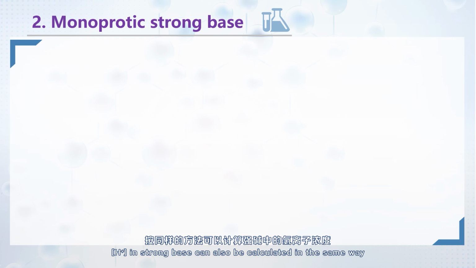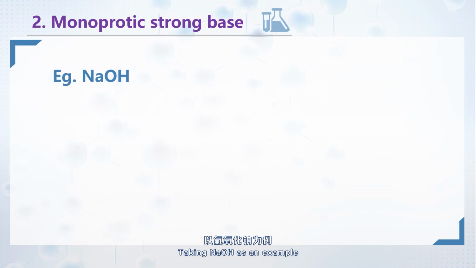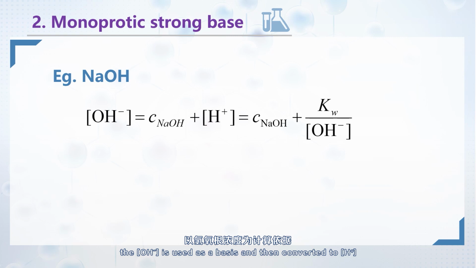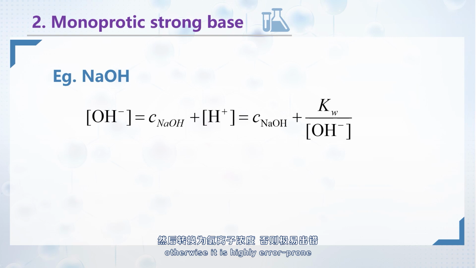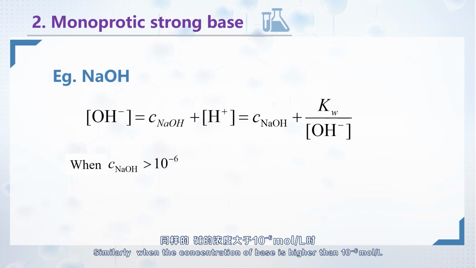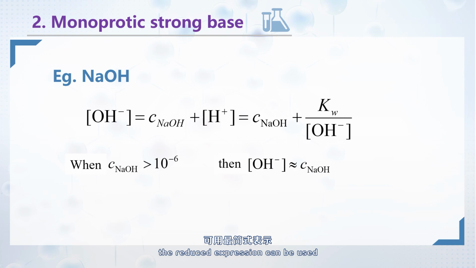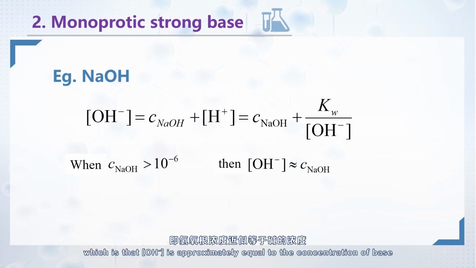Hydrogen concentration in strong base can also be calculated in the same way. Taking sodium hydroxide as an example, it should be noted that in base solution, the hydroxide is used as a basis and then converted to hydrogen. Otherwise, it is highly error-prone. Similarly, when the concentration of base is higher than 10 to the minus 6 power mol per liter, the reduced expression can be used, which is that hydroxide concentration is approximately equal to the concentration of base.